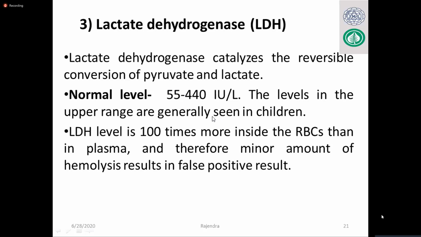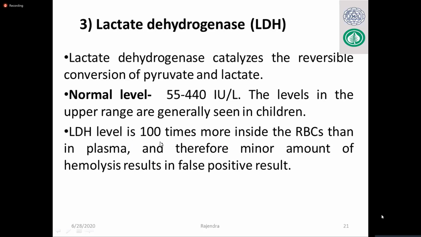The levels in the upper range are generally seen in children. Even children that don't have any myocardial infarction may get very high values of lactate dehydrogenase, because it is not specific only to cardiac muscle. It is related to lungs as well as liver, bone and other tissue. That's why it is a little bit higher in children.